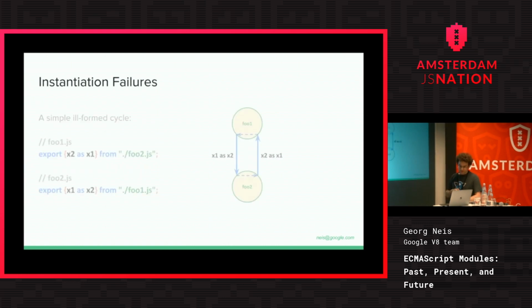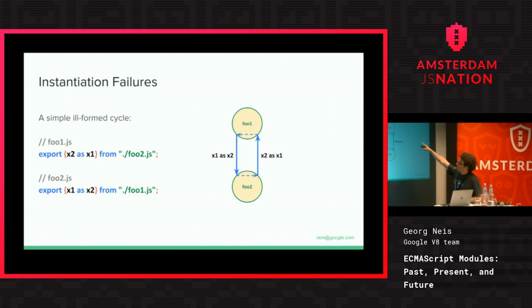Another example is a cycle. So we have foo1 and foo2. Foo1 takes x2 from foo2, and what is x2 from foo2? X2 from foo2 is x1 from foo1, so you see that doesn't really make sense. So this will be rejected as well at instantiation time.